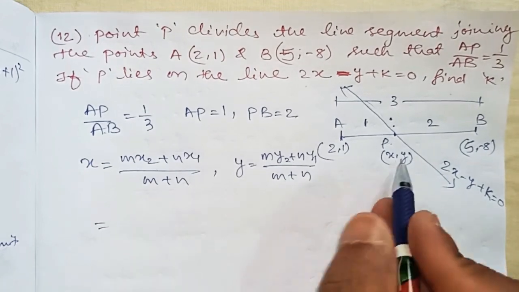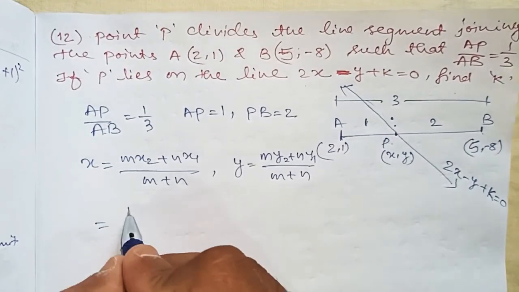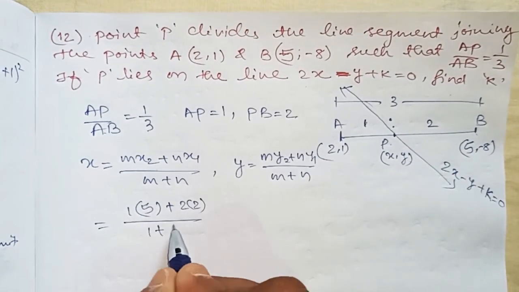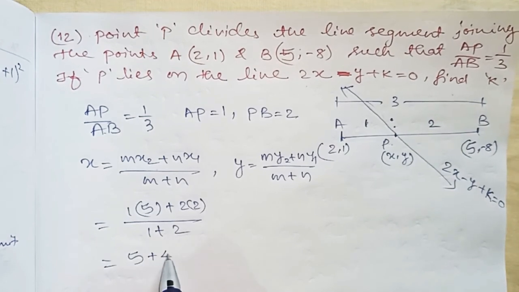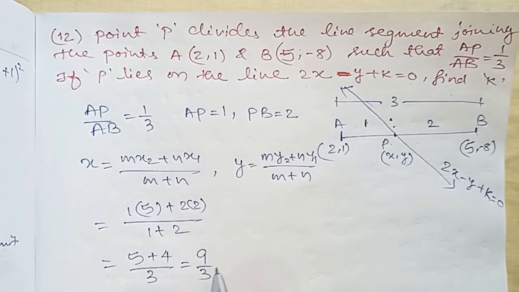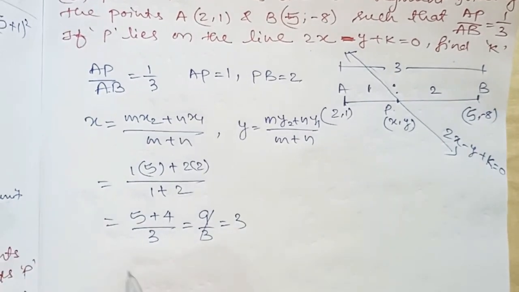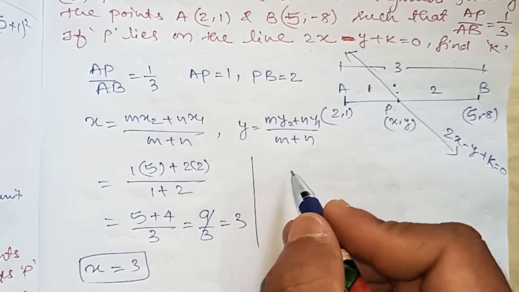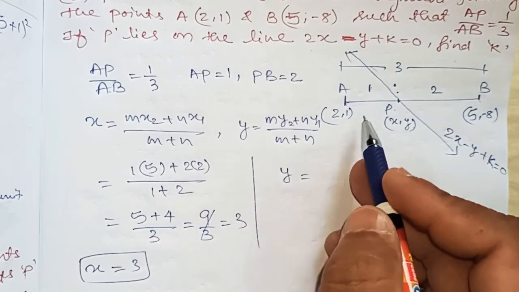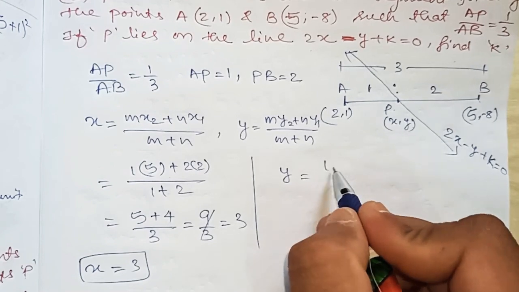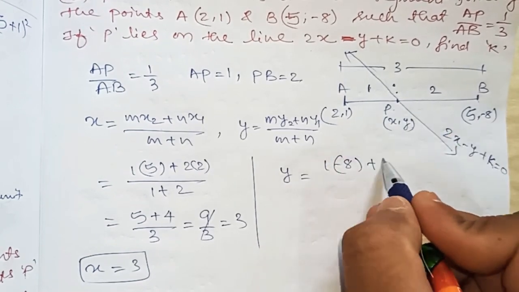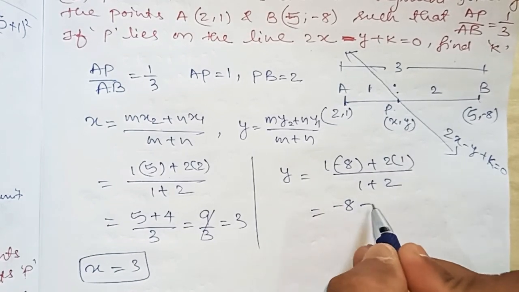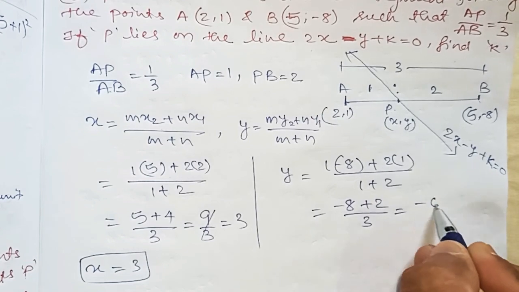Now for x, m is 1: 1 into 5 plus 2 into 2, by 1 plus 2. We get 5 plus 4 by 3, that is 9 by 3. When we cancel, we get 3. So the value of x is 3. Now for y, y equals my2, that is 1 into minus 8 plus 2 into 1, by 1 plus 2. Minus 8 plus 2 by 3, that is minus 6 by 3.